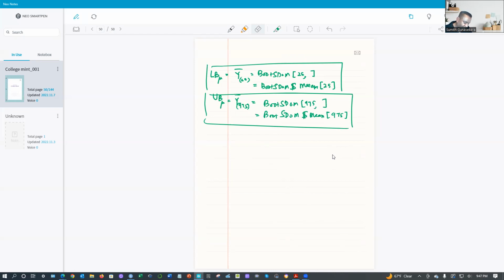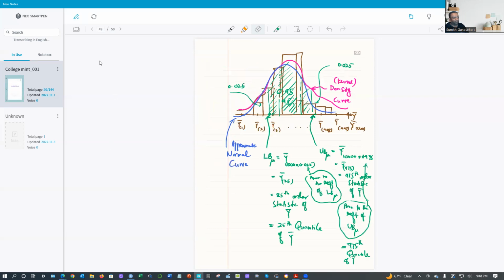Once you get that, now you can write the confidence interval for mu at the level of 0.95, which is the lower bound of mu, comma, the upper bound of mu. Once you find those, you can plug them in over there. This is how you're going to find it, through the bootstrap.